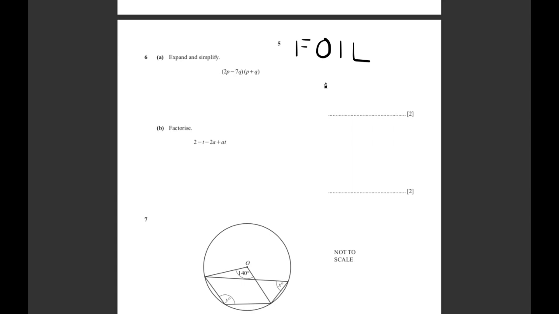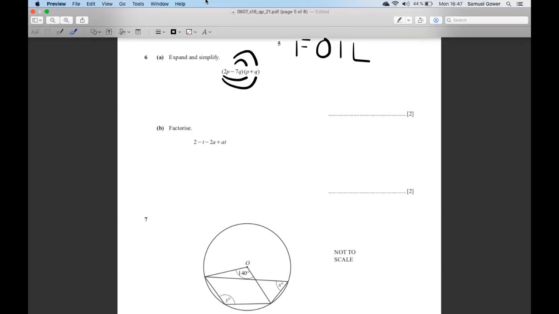But there are other methods. So we just have to make sure we times everything by everything. So first of all, we're going to do 2p times p. Then we're going to do 2p times q. Then we're going to do minus 7q times p. And then finally minus 7q times q. We get this kind of double hook or eyebrow look to our diagram.